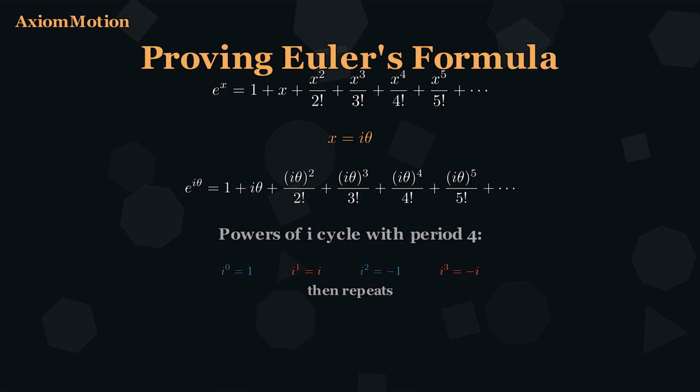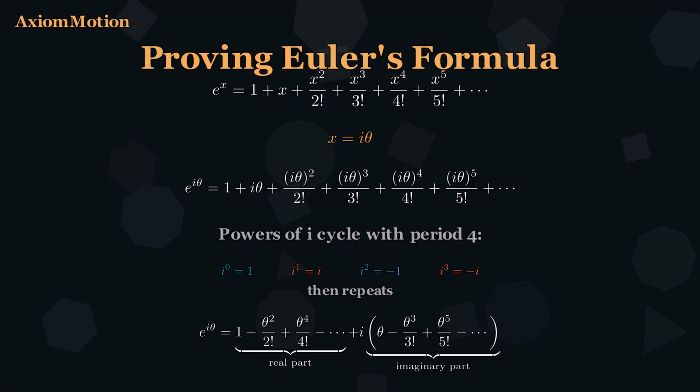The powers of i cycle with period 4. i to the 0 is 1. i to the 1 is i. i squared is -1. i cubed is -i. Then the pattern repeats. This means the even-powered terms are all real and the odd-powered terms are all imaginary.